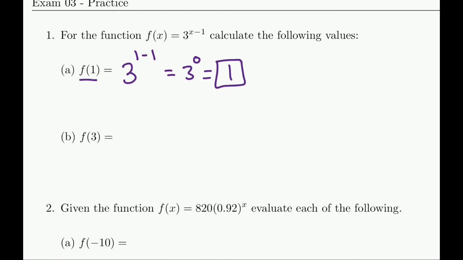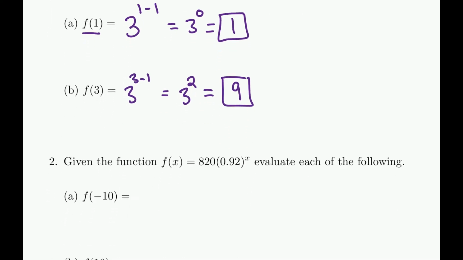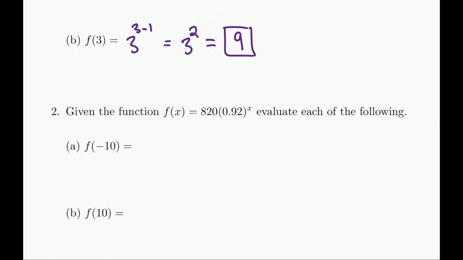1b is the exact same process. So we're going to plug a 3 in for x. So we'll have 3 to the 3 minus 1, which is 3 to the 2. And of course, 3 to the 2 is 3 times 3, which is 9. Just like that. Okay. Our next problem is similar conceptually, but you will need a calculator to evaluate this.